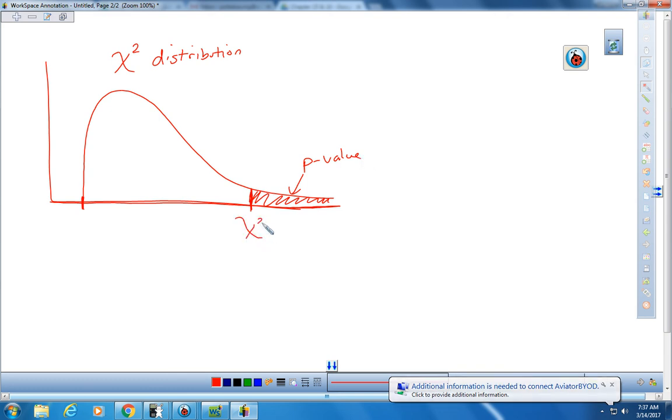So here's my test statistic, and there's my p-value. If my data fits really well, I expect my p-value to be really big. I might have chi-squared way back here. If my data doesn't fit very well, I'm going to expect chi-squared to get way up. Does that make sense? All right.